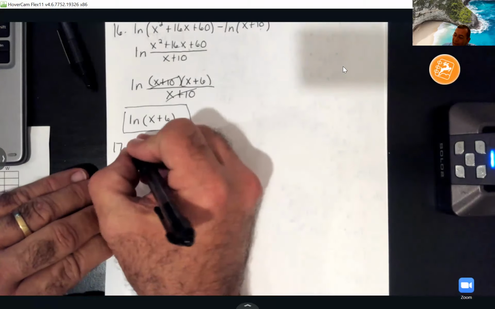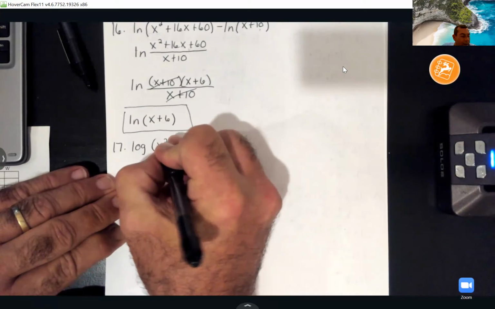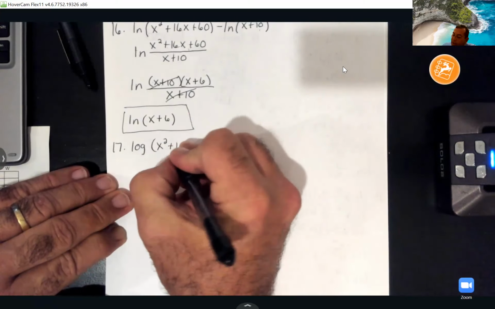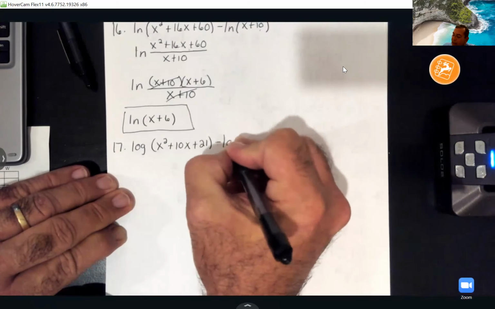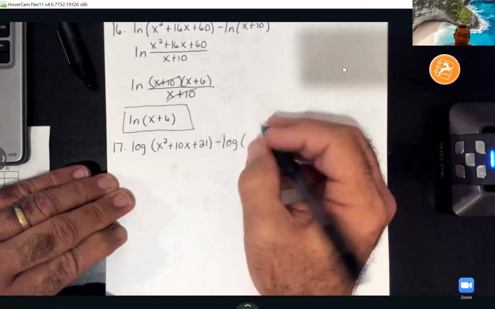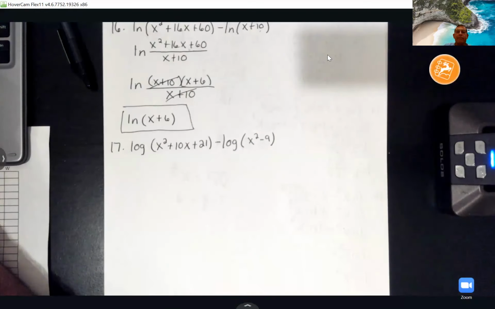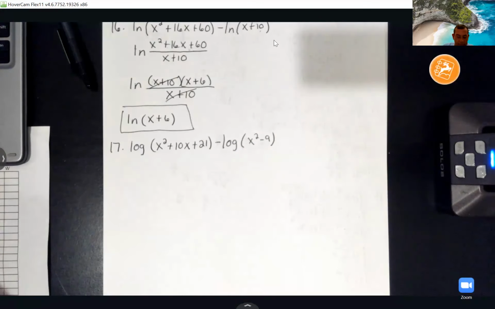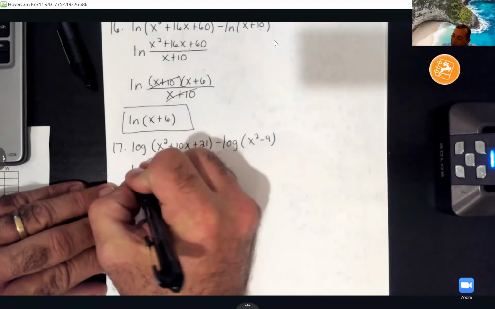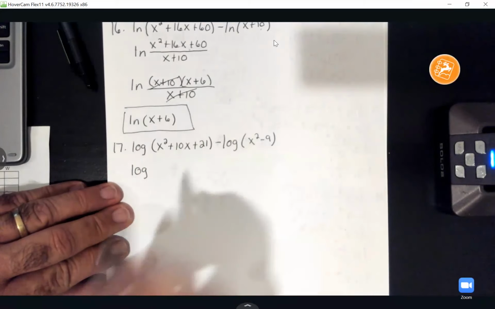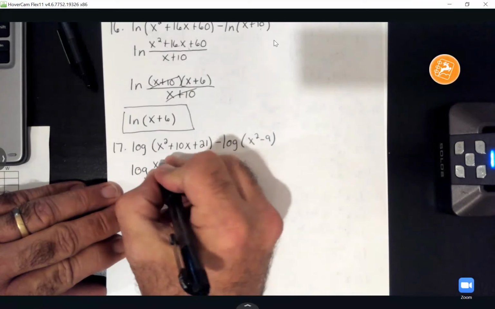All right, y'all, look at this. A log of x squared plus 10x plus 21 minus a log of x squared minus 9. What you write is a quotient. It's a quotient. There you go. So we got our log. On top, you're going to put all the positive, the x squared plus 10x plus 21.